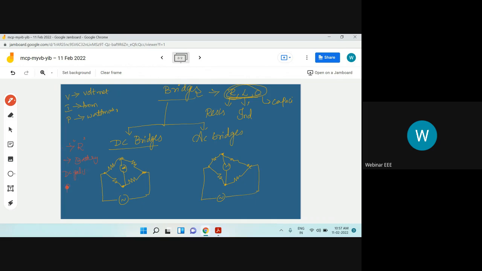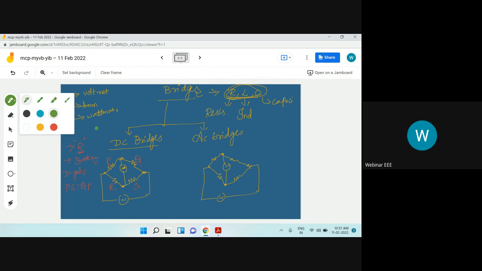And here the balanced equation will be that the two adjacent limbs should be equal to each other. If you consider these as P and Q, S and R, these limbs give P into S is equal to Q into R. So this is the balanced condition here, and this is used only for the measurement of resistance.